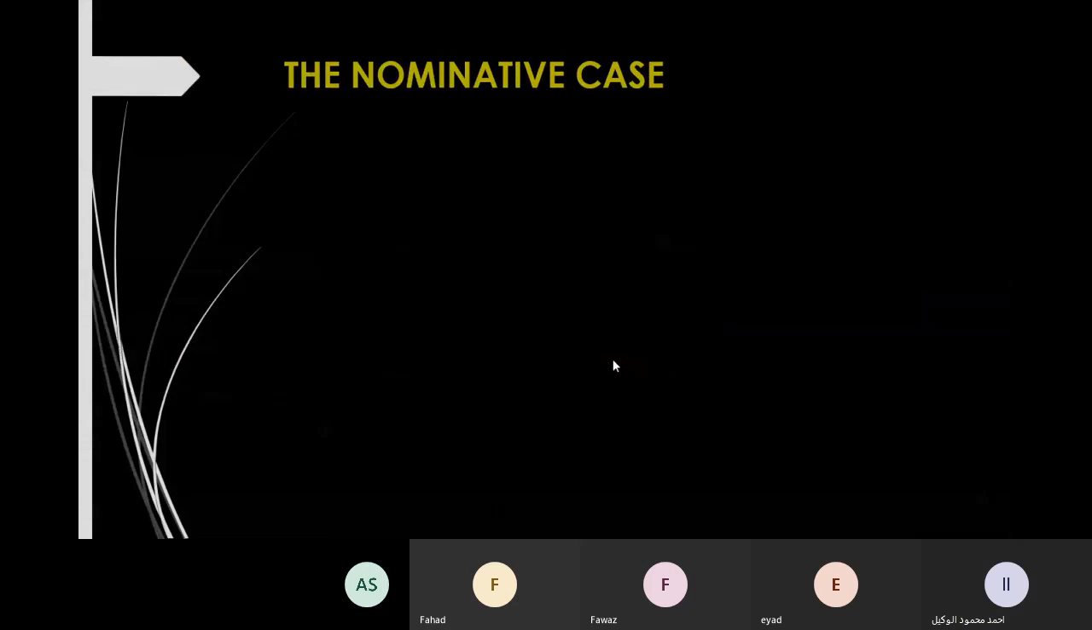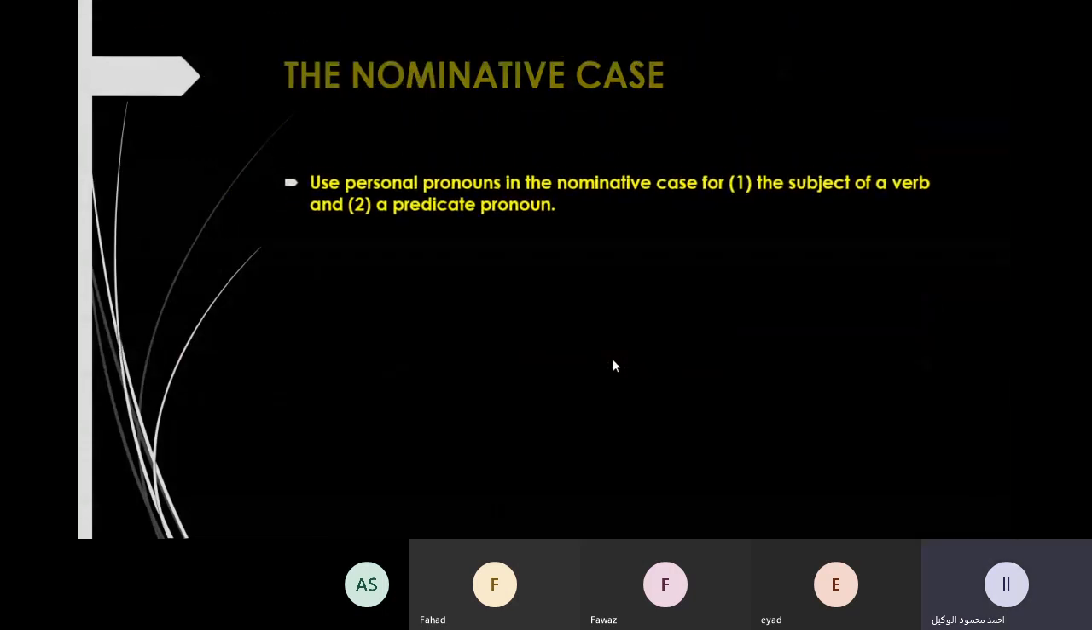Right? So simply guys, we use personal pronouns in the nominative case for two things. Number one, the subject of a verb, and number two, the predicate pronoun. Number one, as a subject instead of the noun, like when I say Fahd doesn't have a mic, so I say he doesn't have a mic. So he here substituted Fahd. We use he here as a nominative case. Or a predicate pronoun, right?